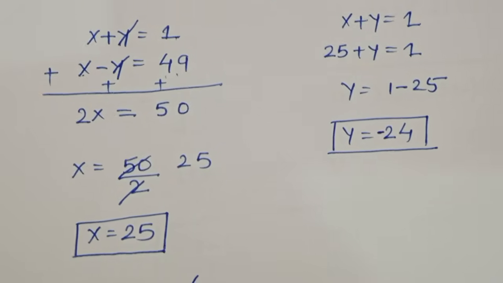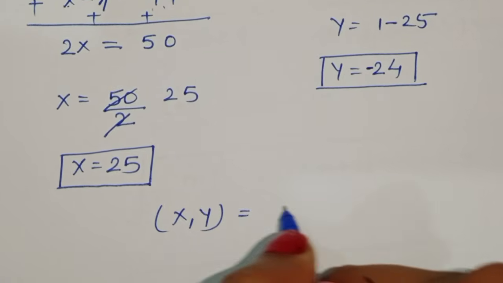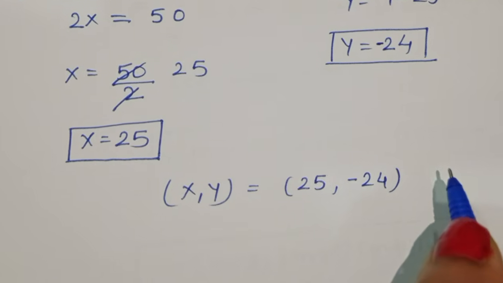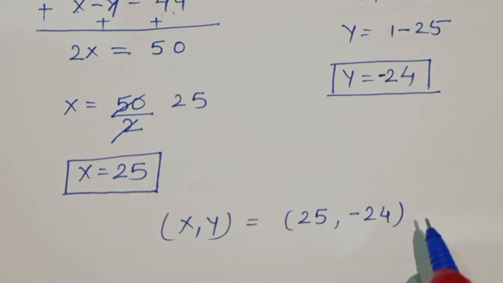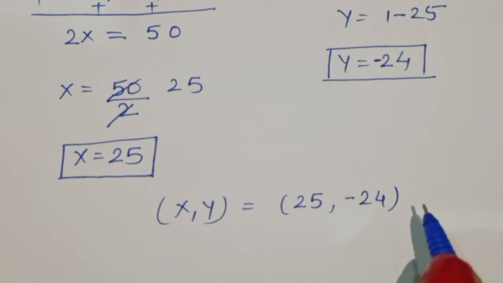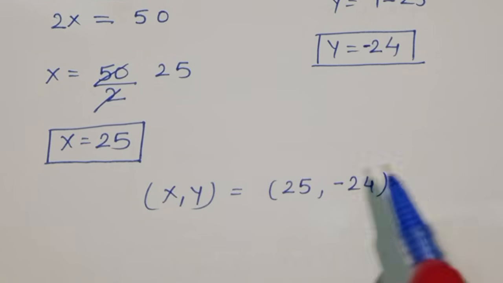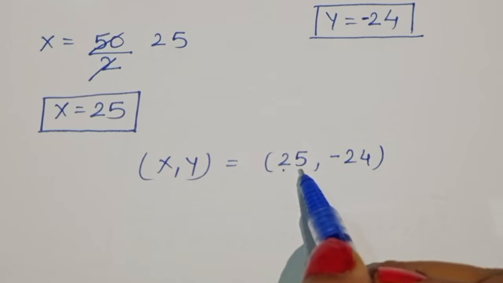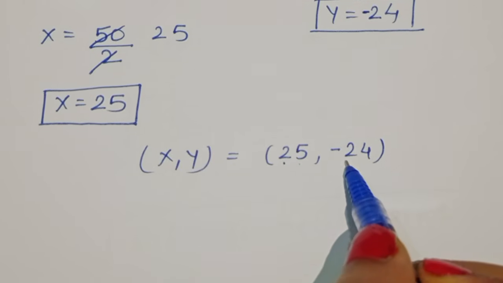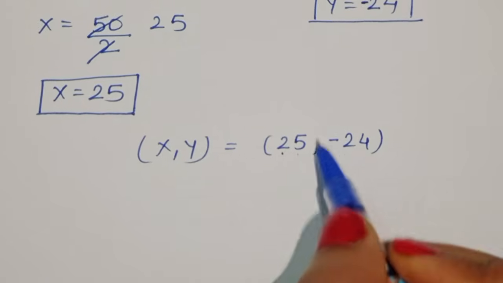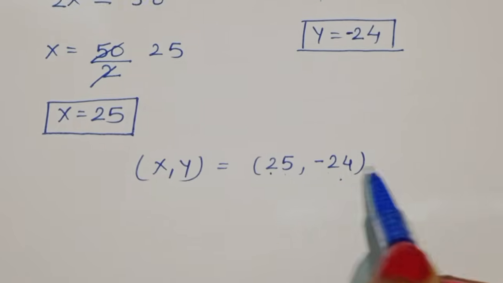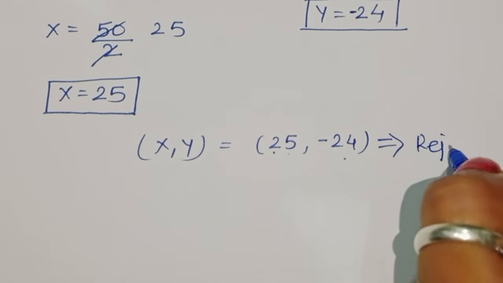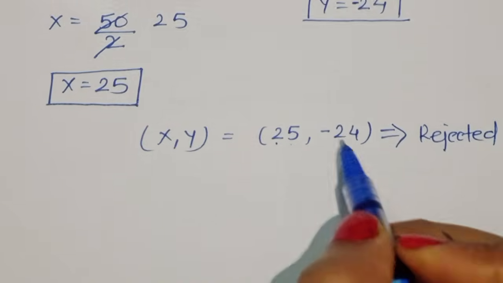So we can say xy is equal to 25 and minus 24. But remember one thing, it is given in the condition that xy is greater than or equal to 0. So the values of x and y are greater than or equal to 0. Here the value of x is greater than 0, and here y is less than 0, because this is a minus value. So we have to reject this one, because this is a negative value.